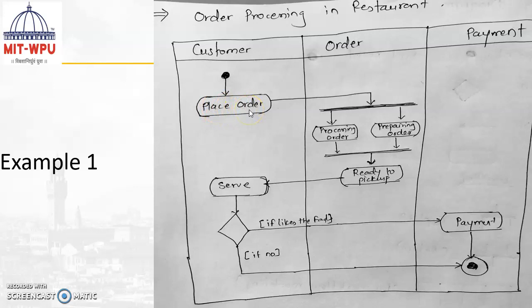Once the customer is done with placing an order, that activity is moving towards another swim lane with the name order processing. Here, the processing of an order from the waiter side and the preparing of an order from the cook side are going to be performed. Because of that, we are using a fork and join here. Processing of an order and preparing of an order are done in parallel.